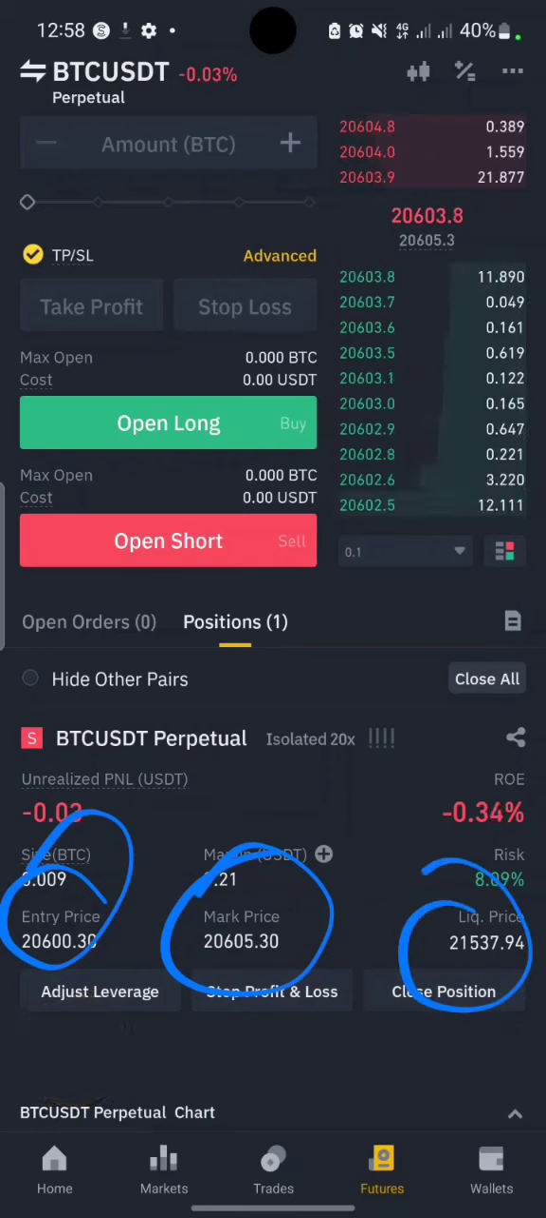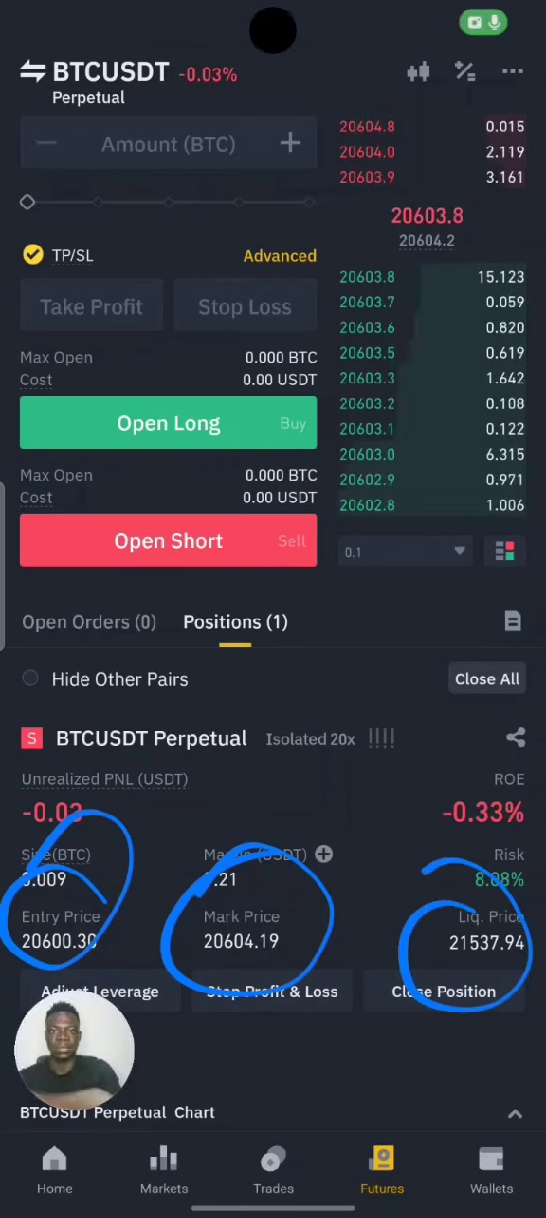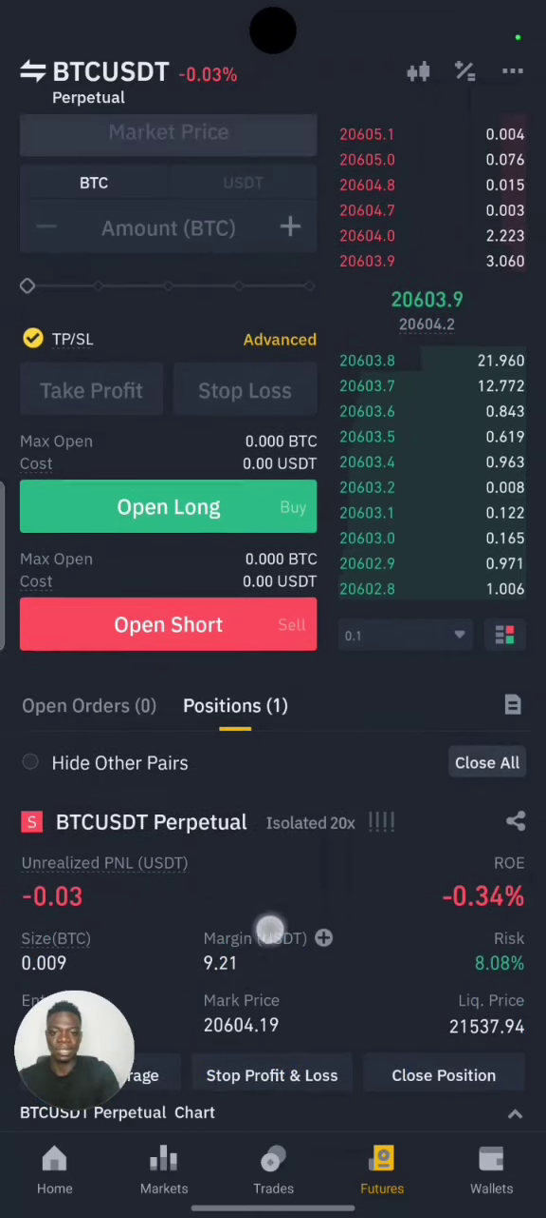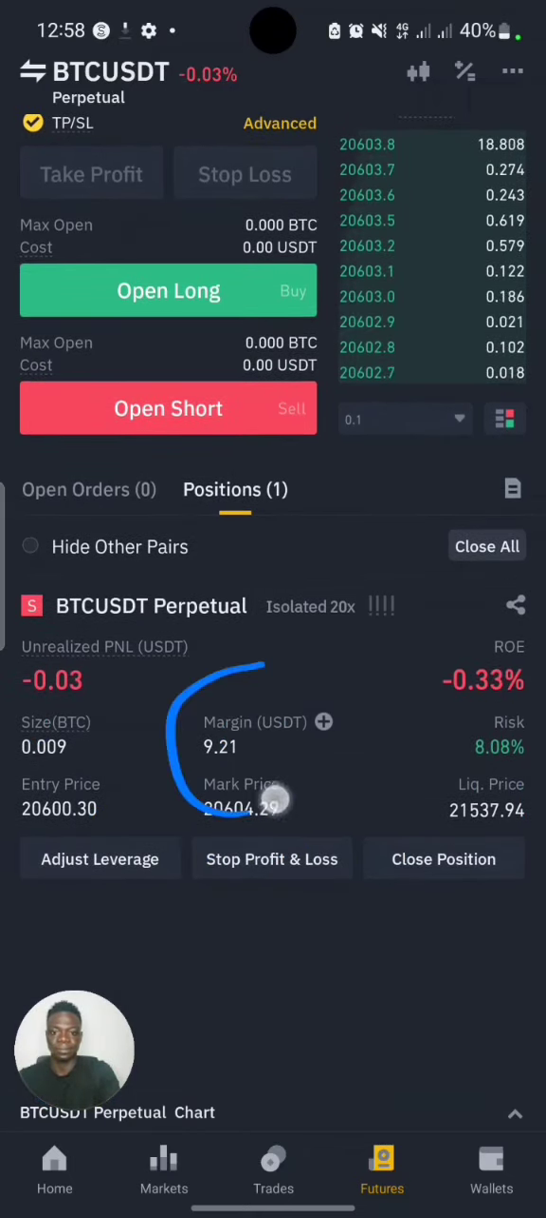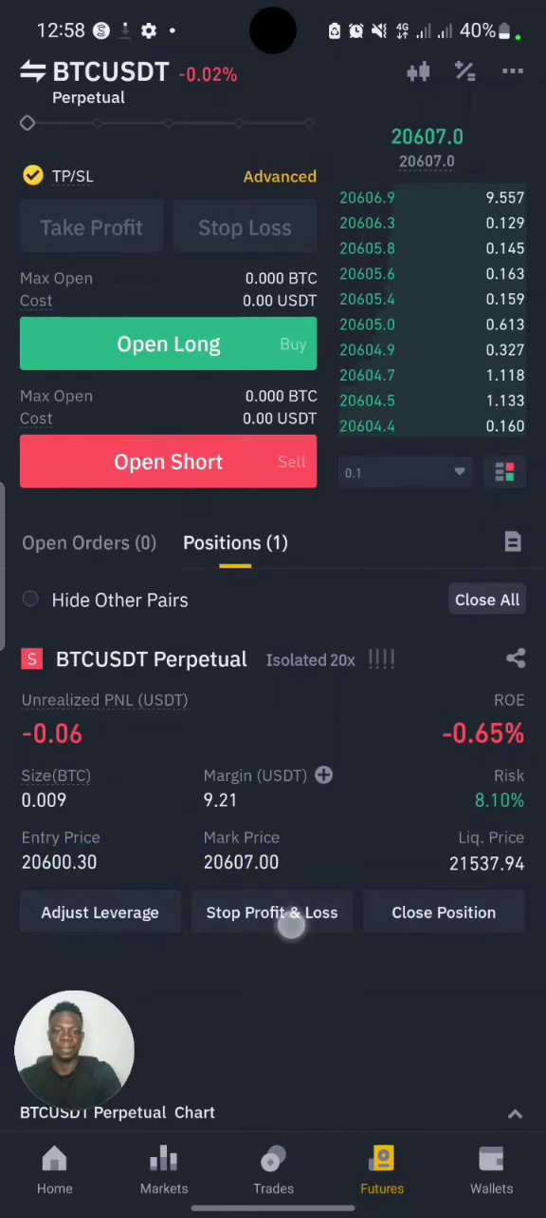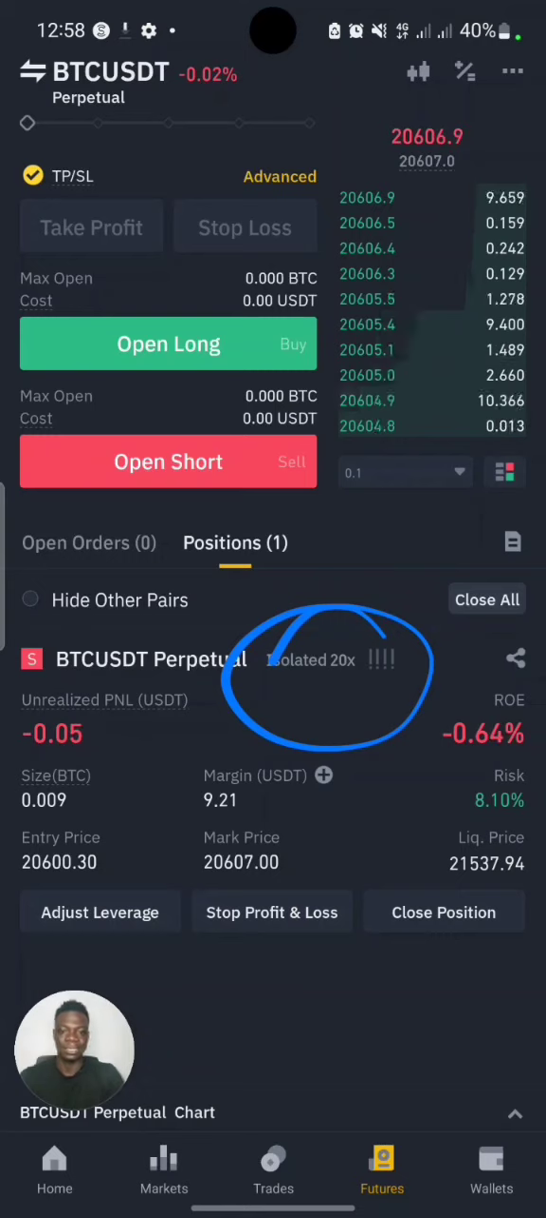How much did I enter the market with? $9.21. Right? What is the size of BTC? This is the size of BTC I entered the market with. And I entered the market with how many X? Isolated margin 20X. Right? That's the information about trading on futures, and that is how to place your first trade on Binance Futures. Thank you.